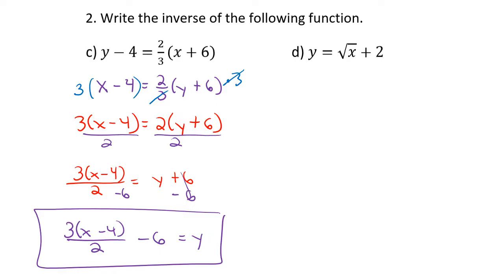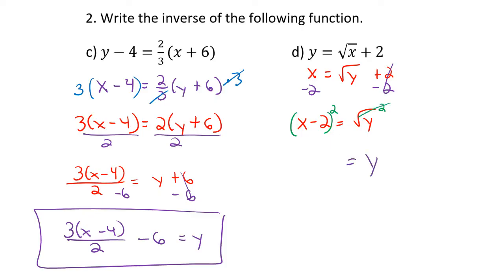Part D, step 1, switch the x and the y. We want to get y by itself, so I'm going to minus that 2 over. So we have x minus 2 equals the square root of y. But we want to get rid of the square root because we want to get y by itself. So the opposite of a square root is a square. So I'll be bringing in an exponent of 2. The square and the square root are going to cancel out, leaving a y here, and then we have parentheses x minus 2 squared.